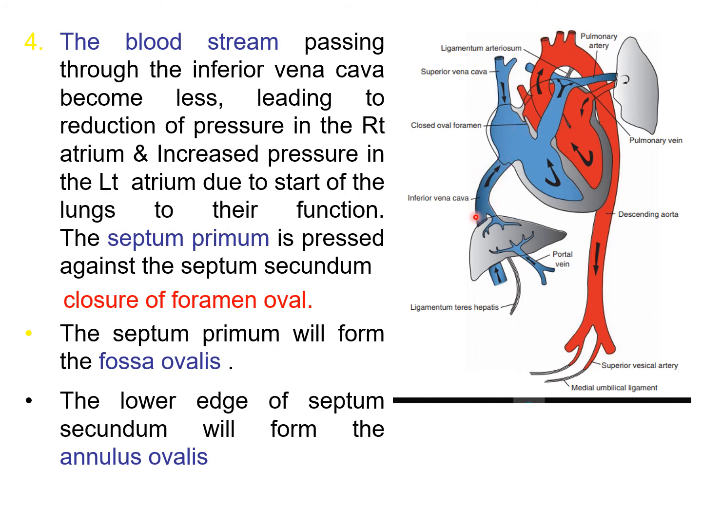So again I will repeat: because of the occlusion of the ductus venosus, the pressure in the inferior vena cava decreases, ultimately decreasing the pressure in the right atrium. Because the circulation started, with inflation and deflation of the lung tissue and the start of the pulmonary circulation, the blood pressure in the left atrium increases, and because of that increase, it pushes the primum against the secundum and the opening closes. So the septum primum becomes the fossa ovalis, and the edges of the septum secundum will form the annulus ovalis.